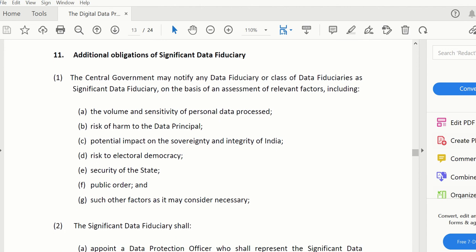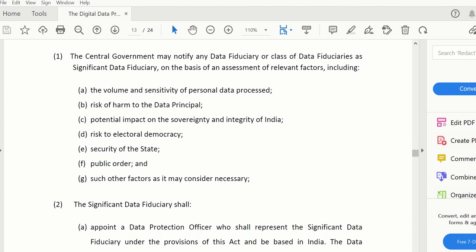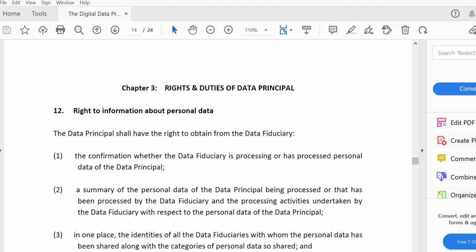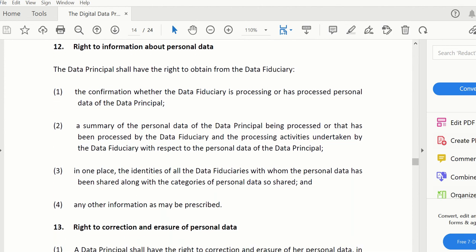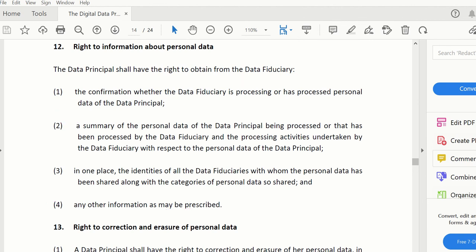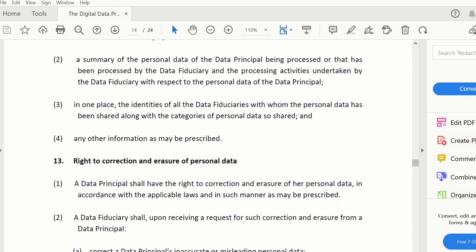There are certain obligations on the data controller or data fiduciary, like if you are collecting the personal data of the user, you are totally responsible to protect the personal information of the users. The bill has also given certain rights to the users, like the right to information about the personal data. The data principal has certain rights, and those rights should be honored by the data fiduciary or data controller, like the summary of personal data, what has been processed, any information as may be prescribed. In one place, the identity of the data fiduciary, with whom the personal data has been shared, what personal data you have captured, to whom you are sharing the personal data. So these rights are there with the data subject or data principal. Anytime they can ask the data controller or fiduciary how you are processing my personal data.